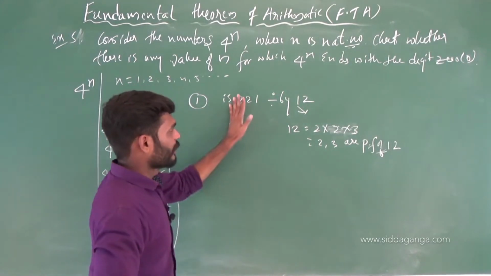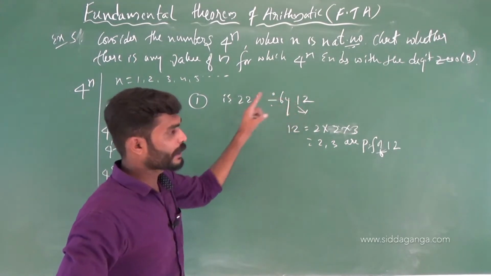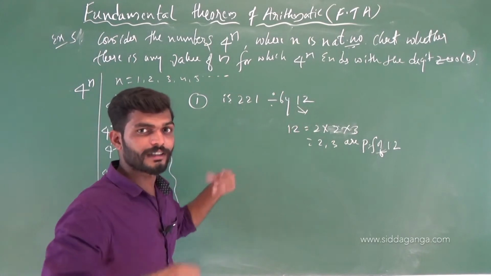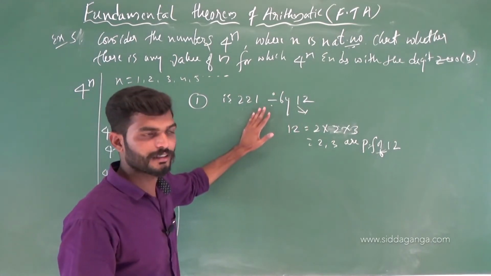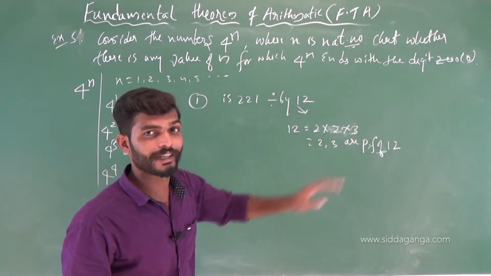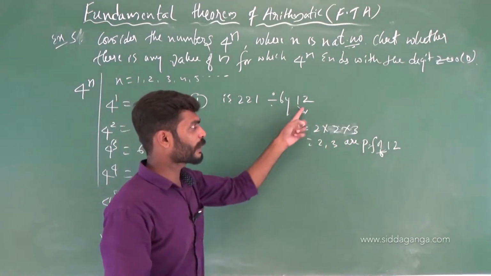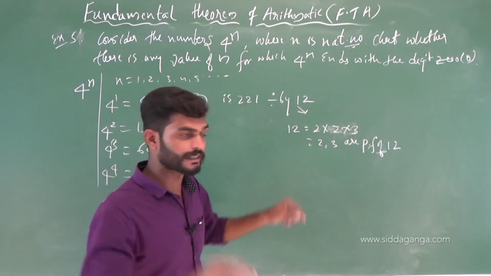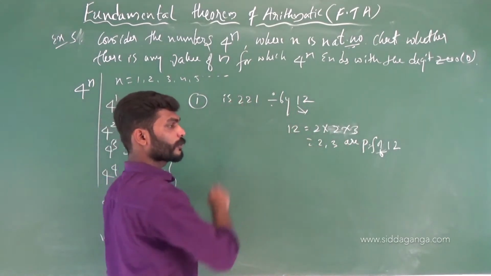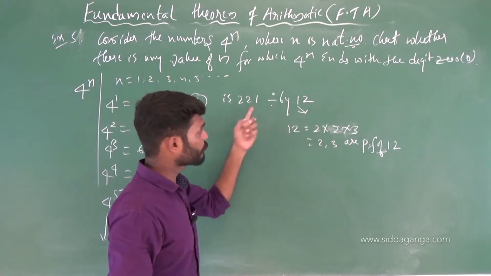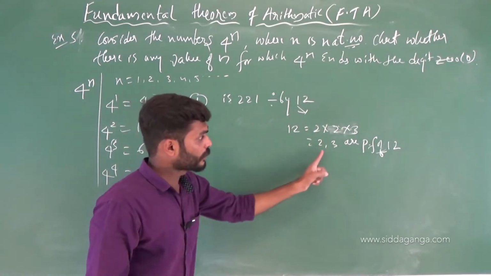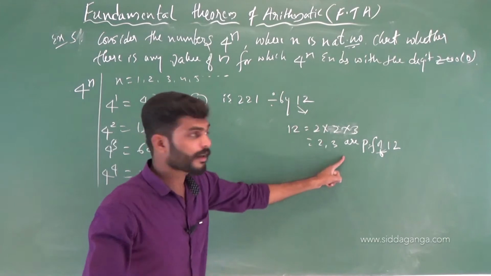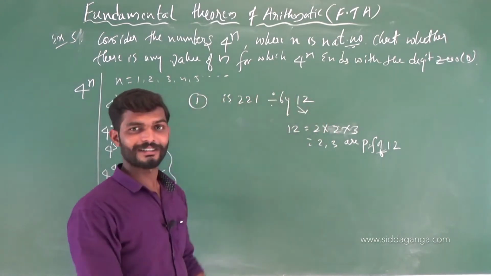I am asking whether 12 can divide 221. I find the answer through the prime factors. What are the prime factors of 12? 2 and 3. Can 2 divide 221? No. Can 3 divide 221? No. If any one of them does not divide, then 12 cannot divide 221.